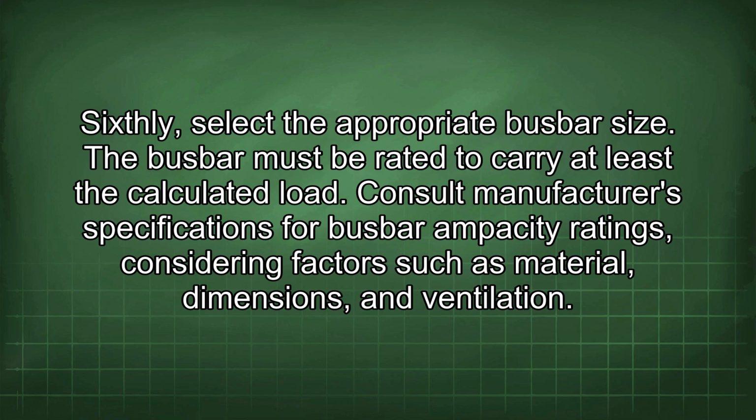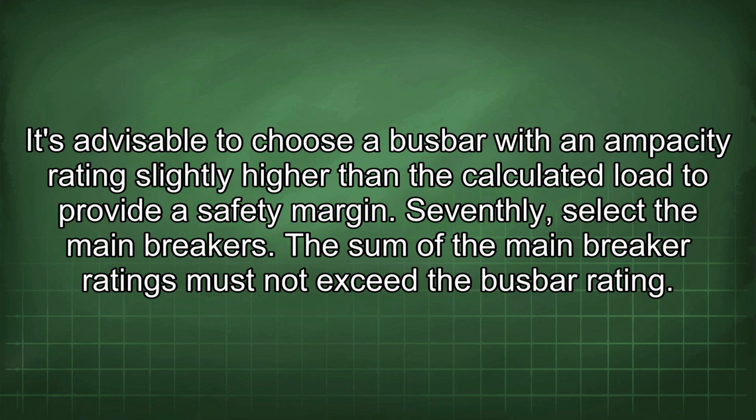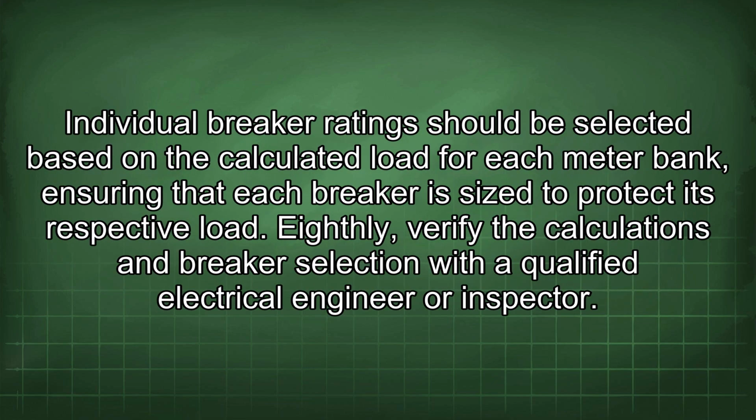Sixthly, select the appropriate busbar size. The busbar must be rated to carry at least the calculated load. Consult manufacturer's specifications for busbar ampacity ratings, considering factors such as material, dimensions, and ventilation. It's advisable to choose a busbar with an ampacity rating slightly higher than the calculated load to provide a safety margin. Seventhly, select the main breakers. The sum of the main breaker ratings must not exceed the busbar rating. Individual breaker ratings should be selected based on the calculated load for each meter bank, ensuring that each breaker is sized to protect its respective load.